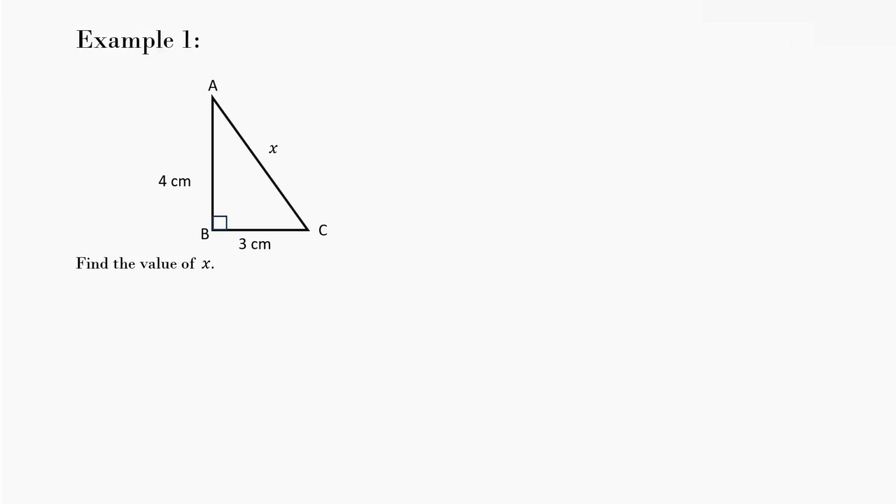I hope you understand. Let us get to example 1. Here it says find the value of x. Look at it. It's a right angle triangle. For the side AB we have 4 centimeters, for the side BC we have 3 centimeters, and then we are solving for AC, which is the x. So we are saying find the value of x.